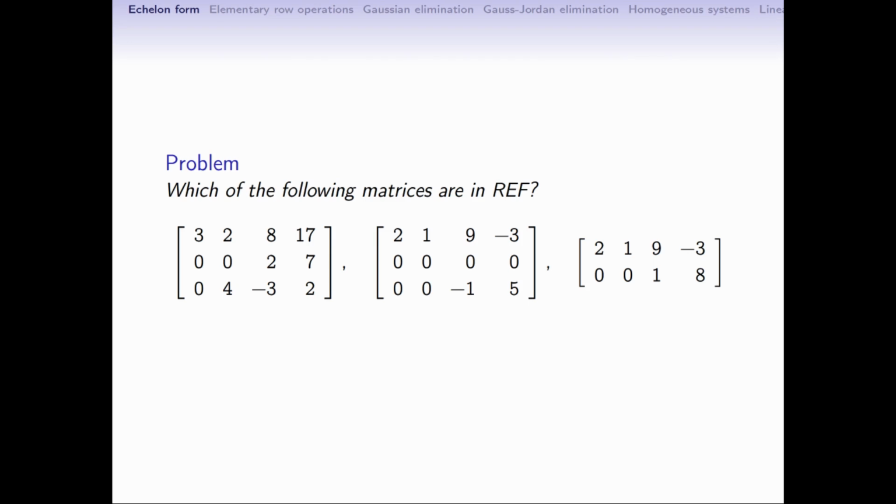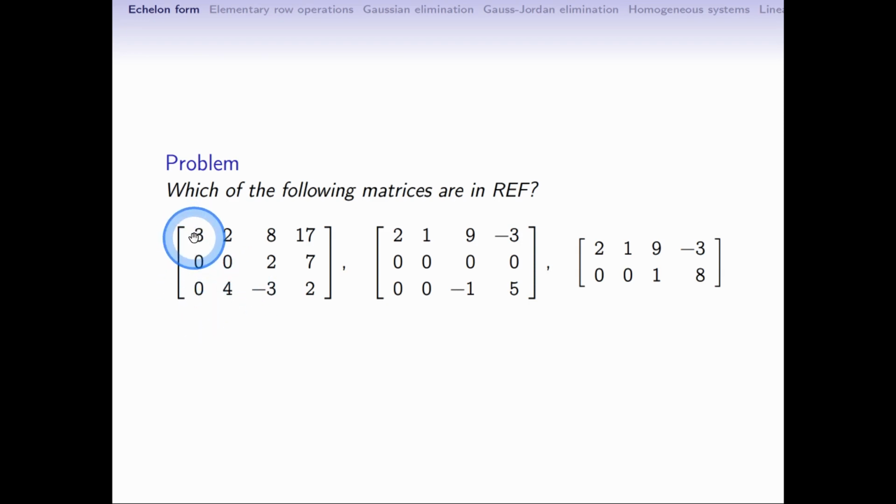Which of the following matrices are in row echelon form? Let's begin on the left with this matrix. Now, this matrix doesn't contain a row of zeros, so there's nothing to check for rule number 1. So we have to check to see if the leading entries are behaving properly. So our leading entries are the 3, the 2, and the 4.